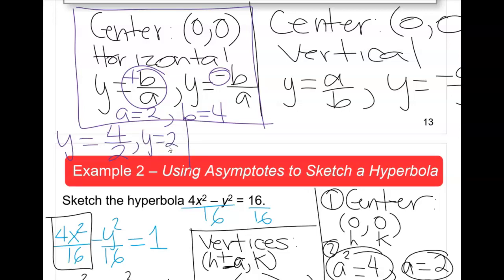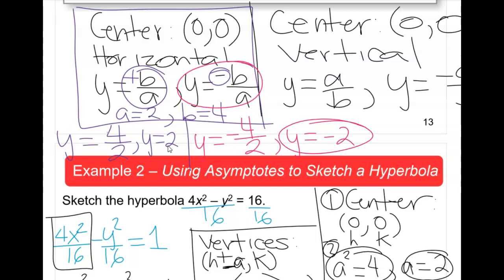Now for the other one, we will use this formula. It's going to be y equals negative b, so negative 4 over a, which is 2, and that will be negative. That means that y will be equal to negative 2. So that is what we're going to use. And actually, I'm forgetting the x, because they're linear functions. They should have an x right here. So please add that to your notes.